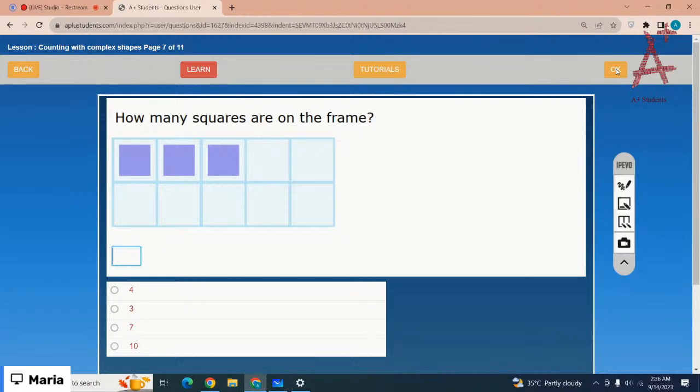How many squares are on the frame? Yes, there are only 3 squares. The correct option is 3.